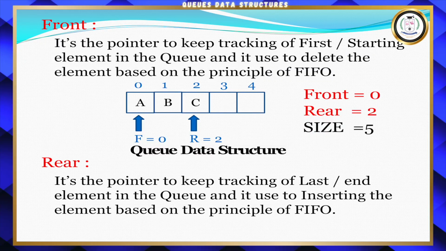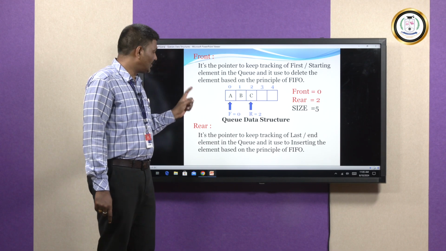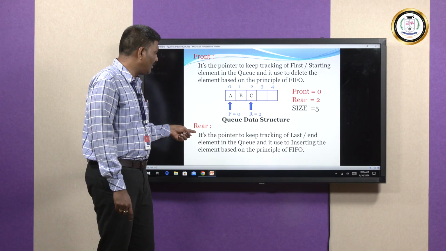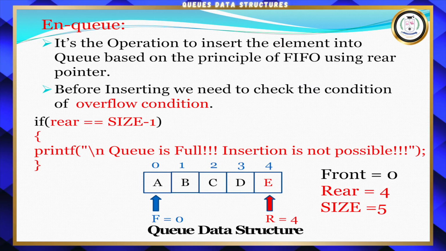Front is the pointer that keeps track of the first element in the queue, and it is used to delete the element based on the principle of first in, first out. Similarly, rear also works based on first in, first out, but at the rear we insert the element, that is EnQueue.